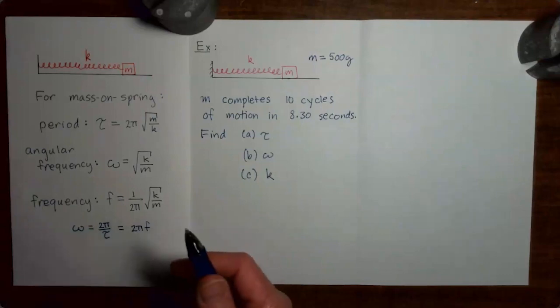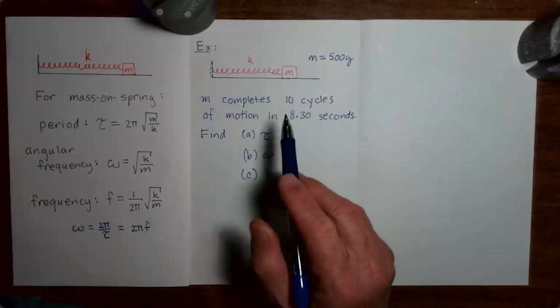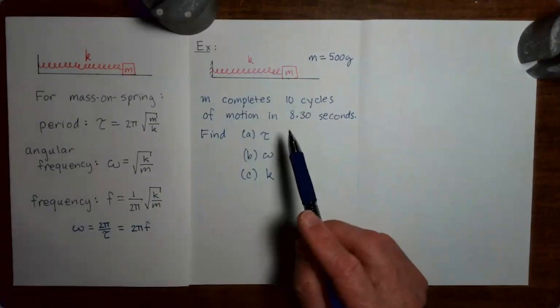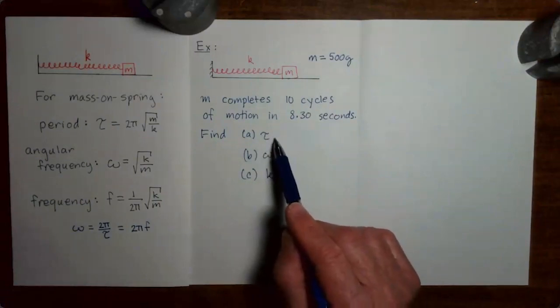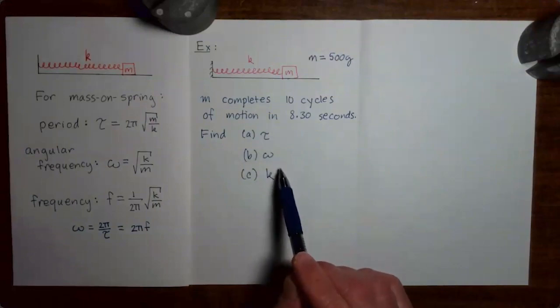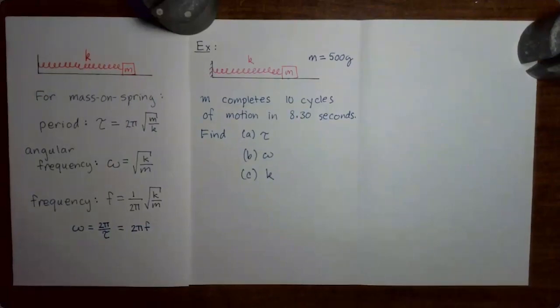And suppose that having done that experiment, it takes 8.30 seconds for the mass to complete those 10 cycles of motion. We would like to find the period of the motion. We would like to find the angular frequency, and we would like to find the spring constant. As I said before, this will be a fairly straightforward computation, so I would actually encourage you to pause the video and try all of this on your own before rejoining the video to see what I do.